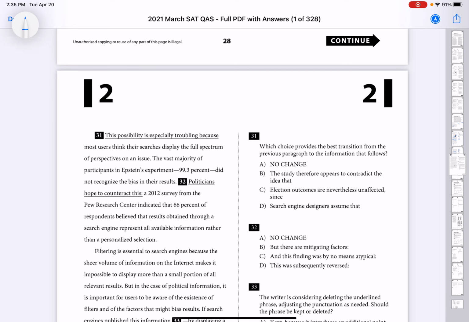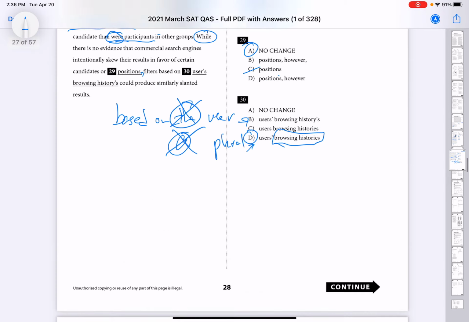31 says, which choice provides the best transition from the previous paragraph to the information that follows? "Okay, this possibility is especially troubling because most users think their searches display the full spectrum of perspectives on the issue." B says, "The study therefore appears to contradict the idea." C says, "Election outcomes are nevertheless unaffected." And D says, "Search engine designers assume that." So what was said in the previous paragraph?